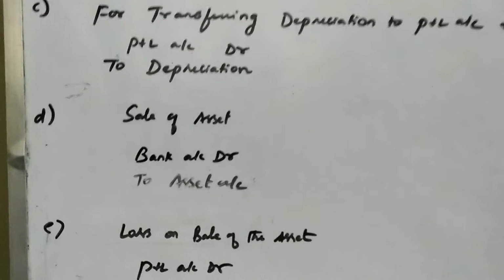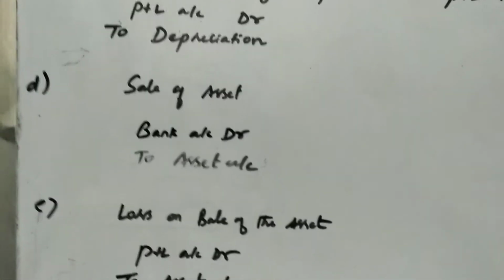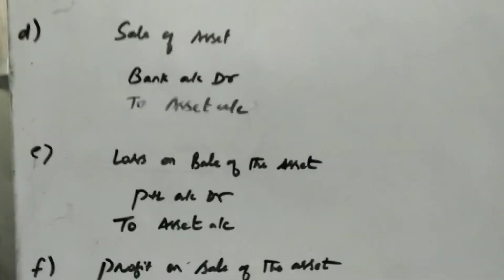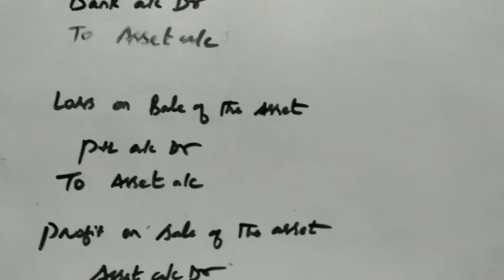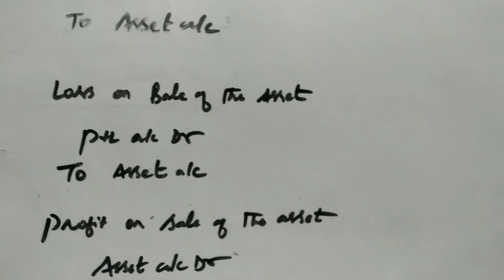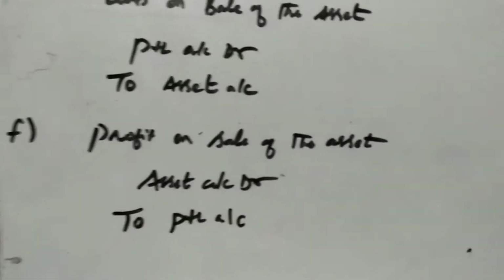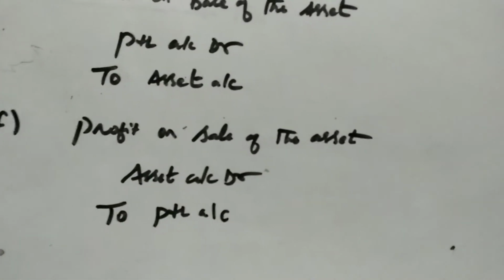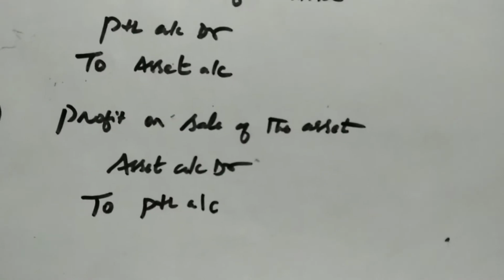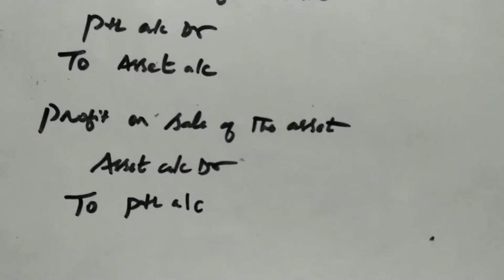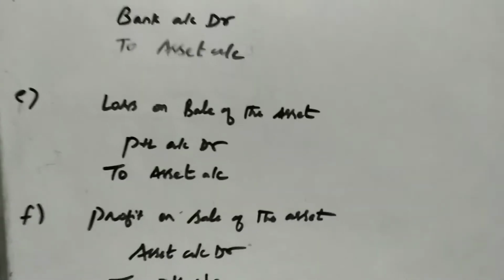Then the fourth one for the sale of an asset, the bank account debtor to asset account. Then for the loss on the sale of the asset, profit and loss account debtor to asset account. For the profit on sale of the asset, asset account debtor to P&L account. So these are the journal entries.